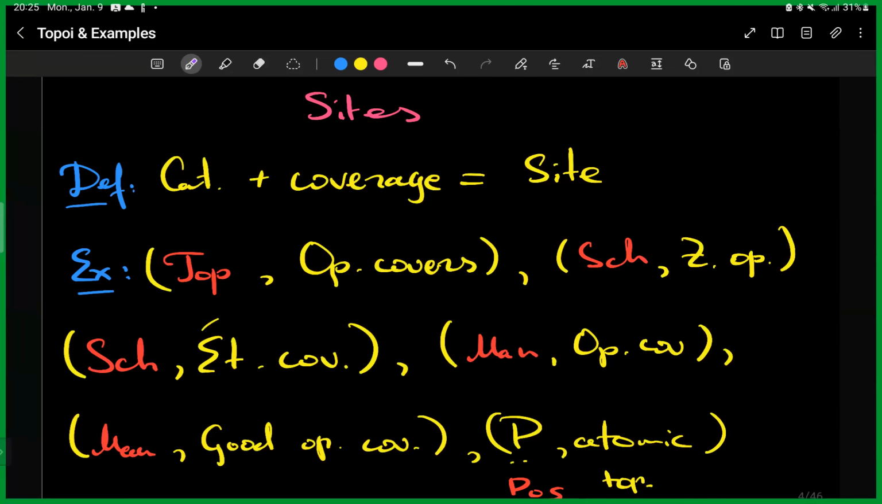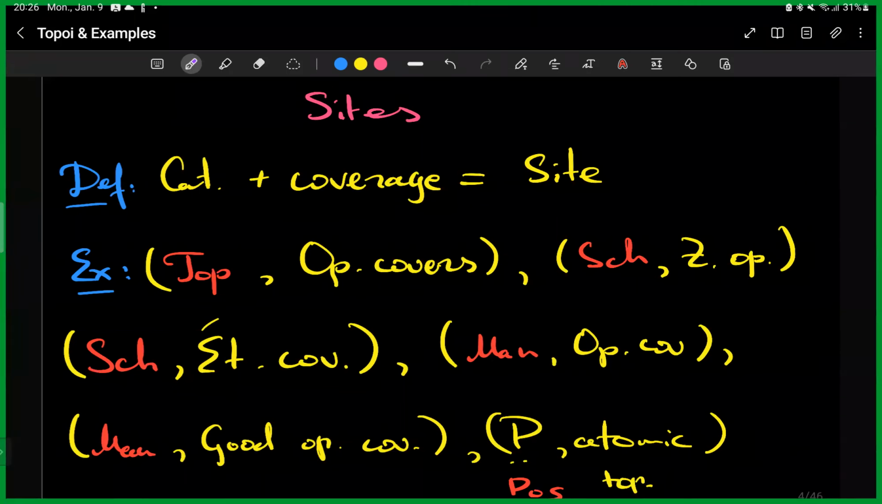Yeah, so if we have a category and a coverage, we call such a category a site. And we have many examples of sites. For example, topological spaces with open covers form a site. So we assign to each object a family of all possible families which give open covers of this object. We have schemes with Zariski open covers.